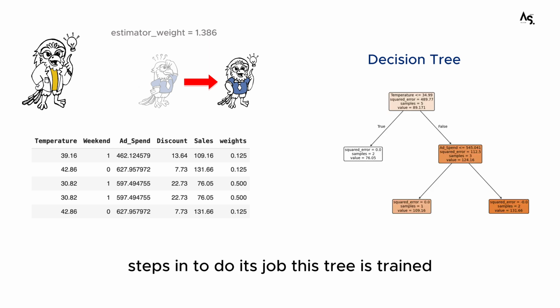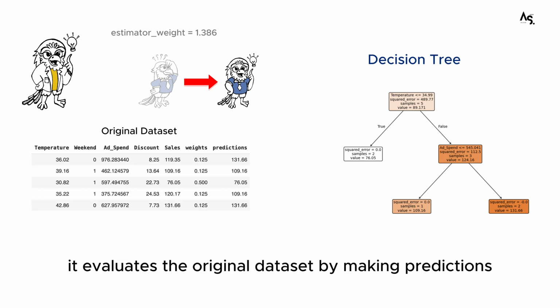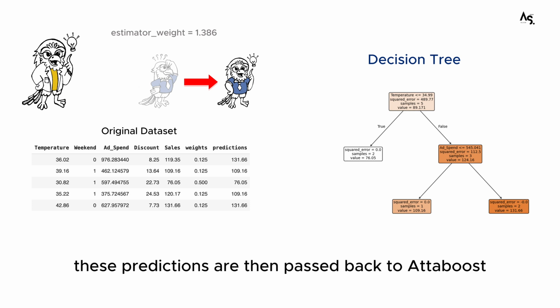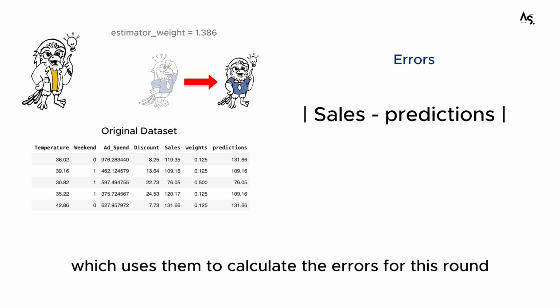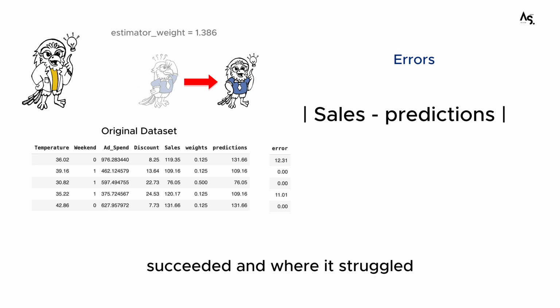This tree is trained, or fitted, on the new sample dataset, learning patterns from it. After training, it evaluates the original dataset by making predictions for each sample. These predictions are then passed back to AdaBoost, which uses them to calculate the errors for this round. The goal is to identify where the junior detective succeeded and where it struggled.